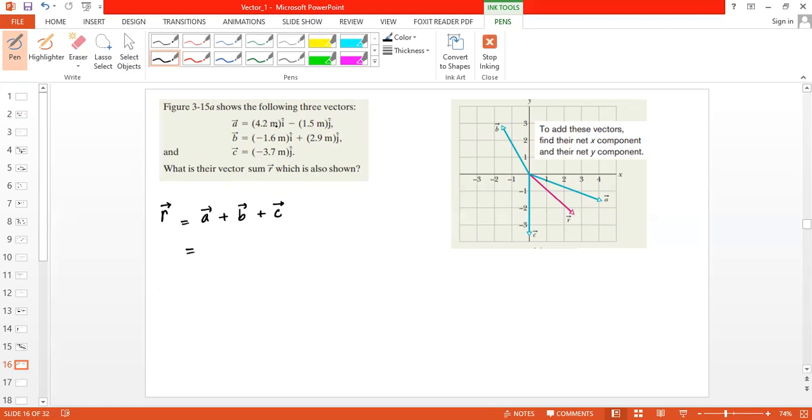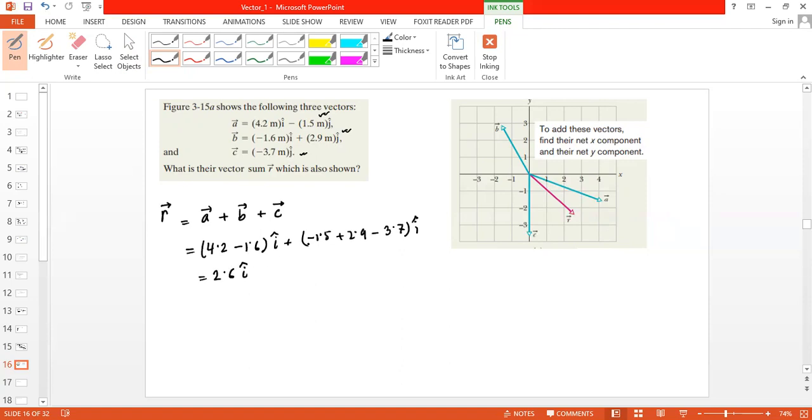So A is 4i minus 1.5j, and B is minus 1.6i, right? And C is this one. If I want to add these three vectors, we just have to add the like components, like 4 plus 2 minus 1.6 for the i component. Now consider the j component. This is my j, and this is my j, and this is my j. So the j component is minus 1.5 plus 2.9 minus 3.7.